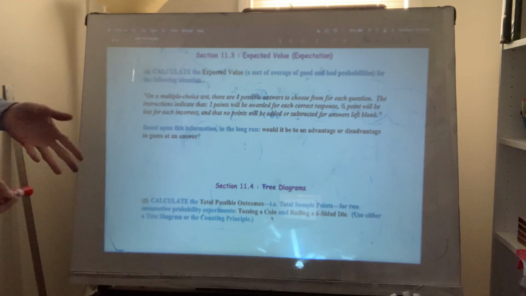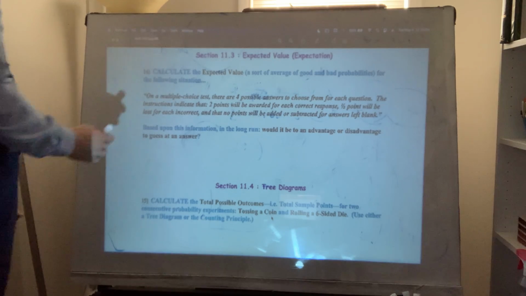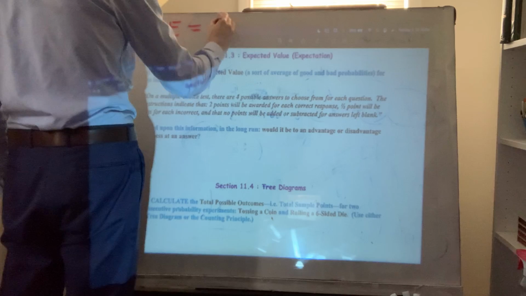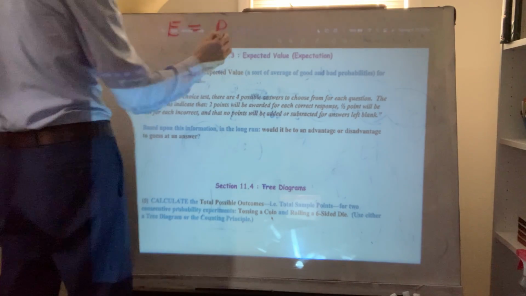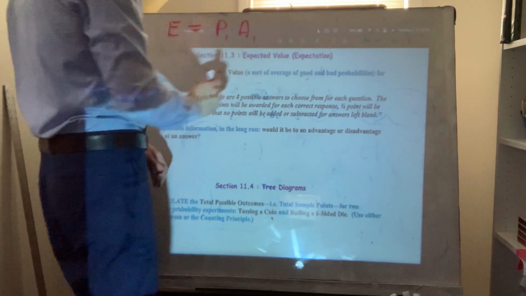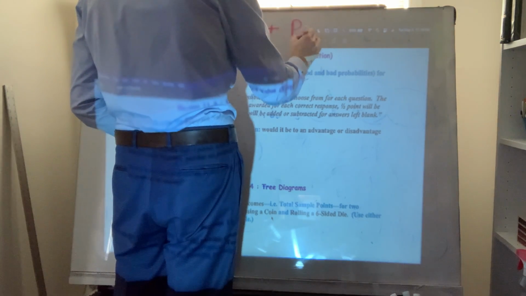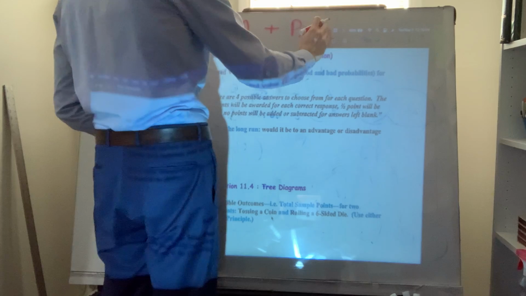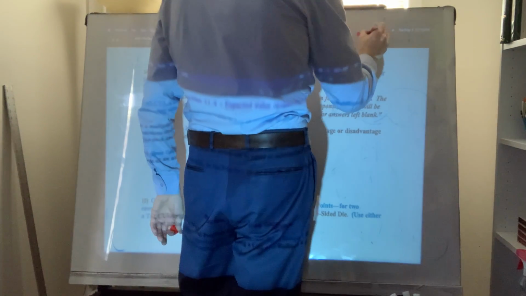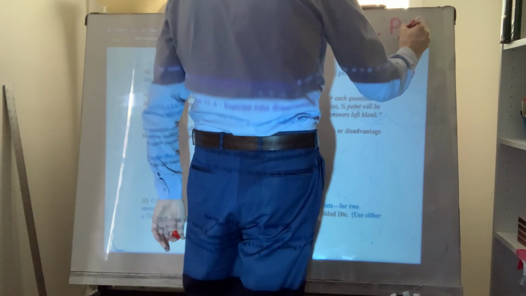All right. The formula for expected value is this, right? E for expected value is the probability, a first probability, times an amount associated with that probability, plus a second probability and a second amount associated with that probability. And you could do this into infinities so that you get to the nth probability and its associated amount.